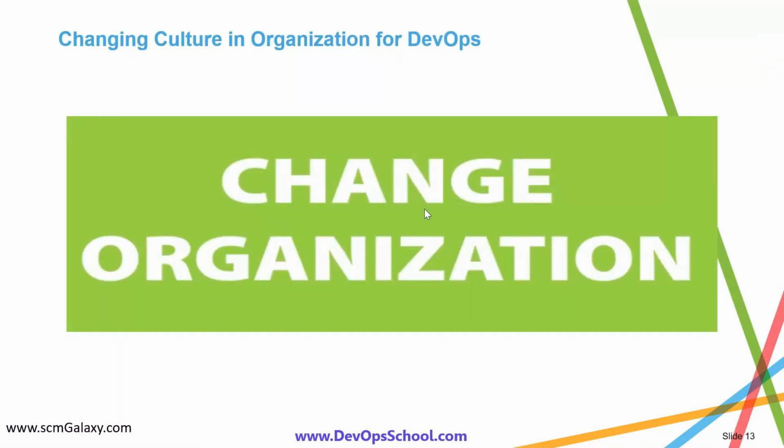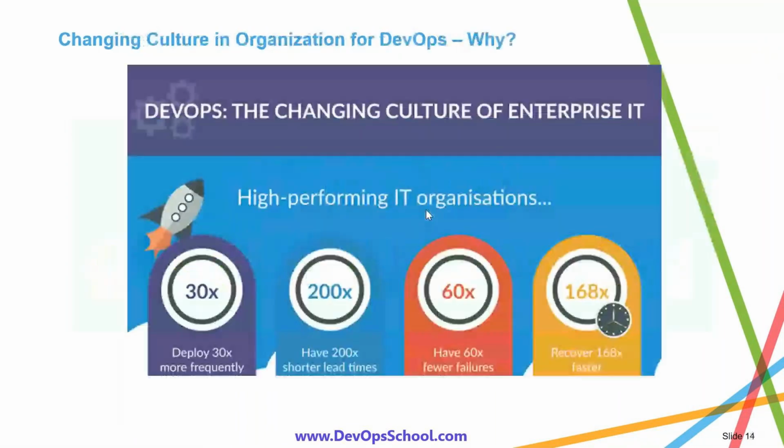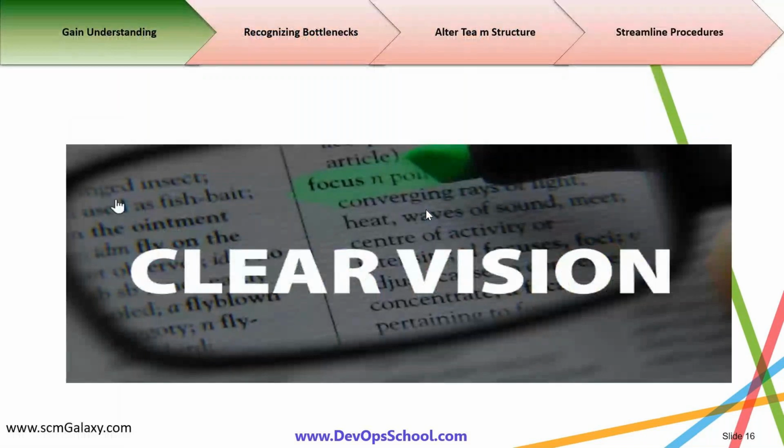And then you have to change the organizations also. What are the things? Organizations should have a clear vision, whether they want DevOps or still Agile. Sometimes organizations do not have a clear vision, but they start implementing DevOps. But actually they want to still be in Agile. So that's a dangerous thing.